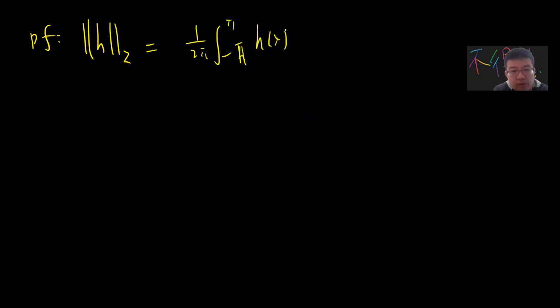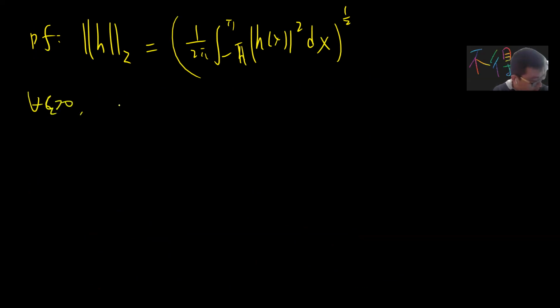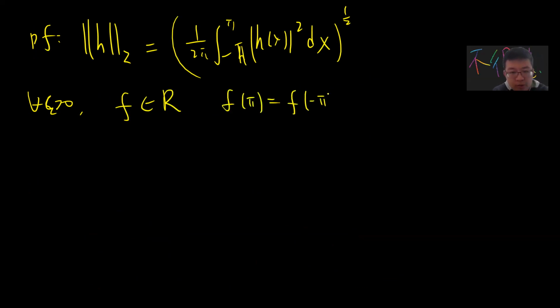Okay, so let's define notation. Let's say I give you the so-called L2 norm, which is defined to be the square root of 1 over 2 pi times the integral from negative pi to pi of |h(x)|² dx. Okay, so let's say given epsilon greater than 0, and let's say f is Riemann integrable, and I know that the thing is periodic.